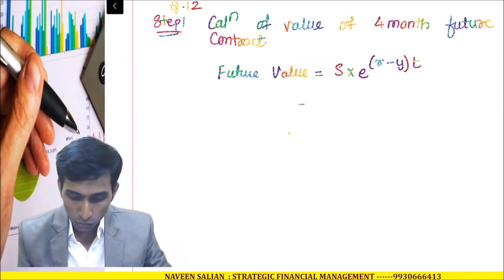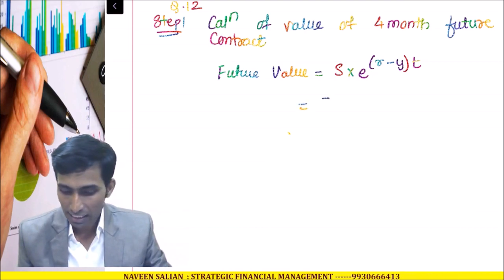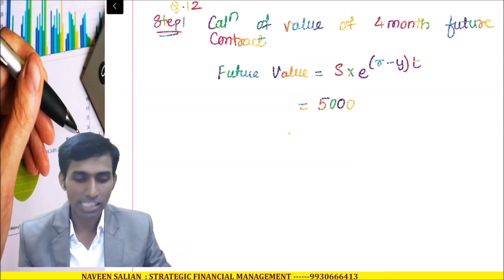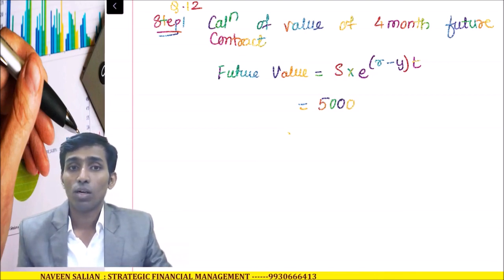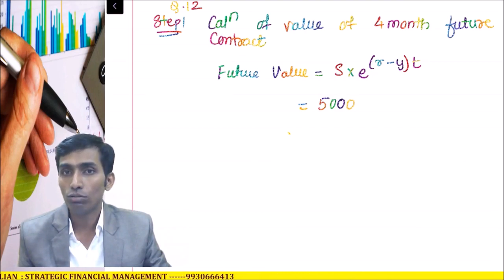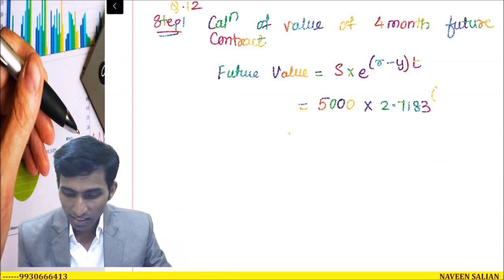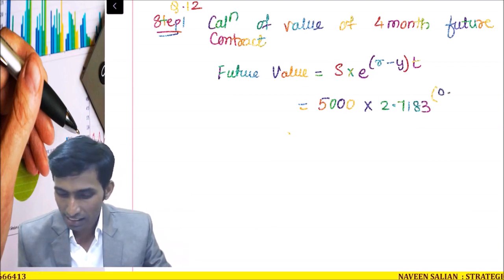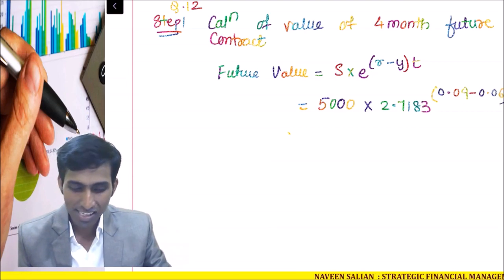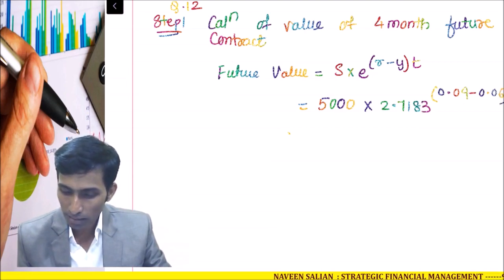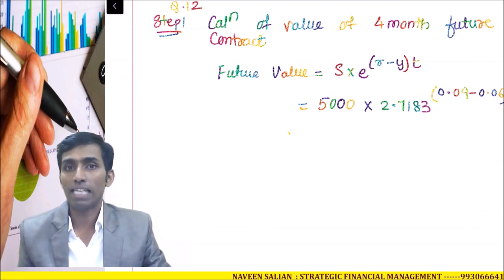The spot given in the question is 5,000. The BSE today is 5,000. See, what you will do is, we are calculating the future value at which we will enter the contract. We know that 5,000 into e, whose value is 2.7183, and the risk free rate in the question is given as 0.09. The dividend yield was 0.06 and it was an original 4-month contract. So 4 by 12.